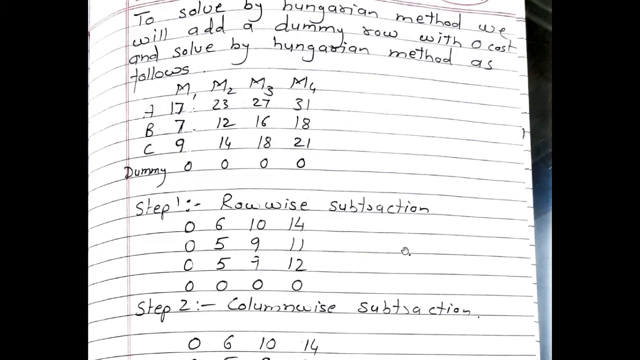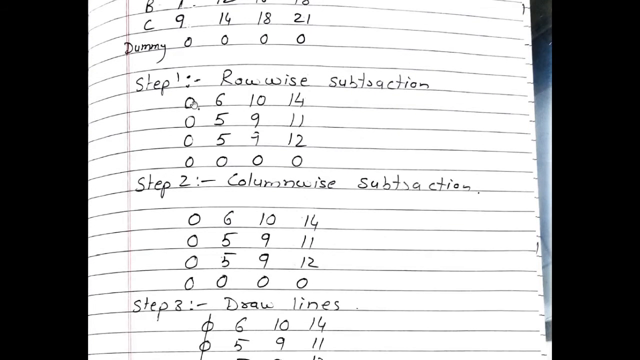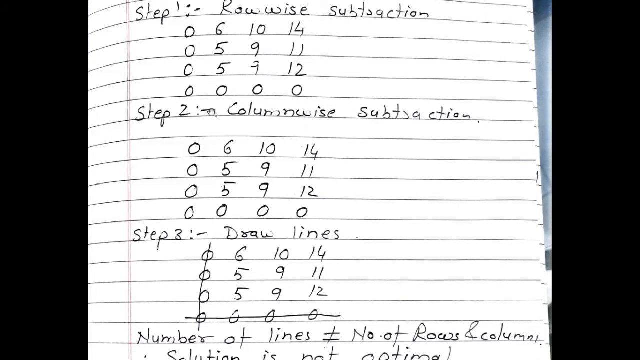So the next step is column wise subtraction. As every column has 0 as one of the elements, we get the same matrix in step 2. So the next resultant matrix is 0, 0, 0, 0, 6, 5, 5, 0, 10, 9, 9, 0, 14, 11, 12, 0.